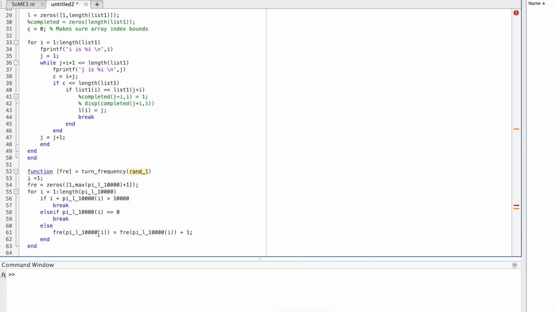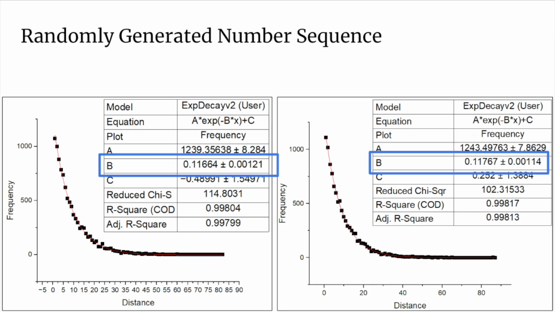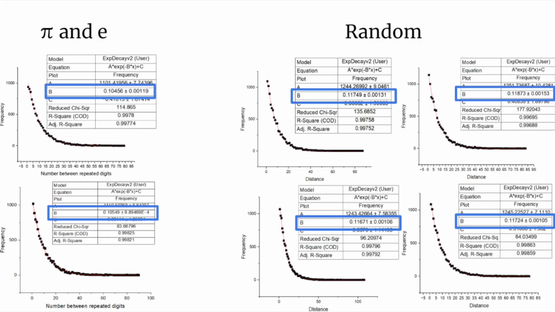If it is, then we still learn a lot, and we can finally answer the question posed in the beginning of the video. Here are the results for those two random sets, and we can see that the b parameter is very similar to the b parameter for both pi and e. Here are 4 more trials, and we can see a pattern emerge. Although the b parameter is similar, it is different, and excitingly, it is different enough to be statistically significant.